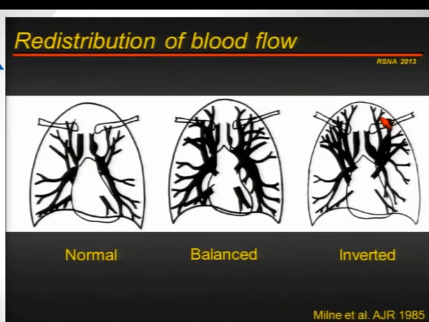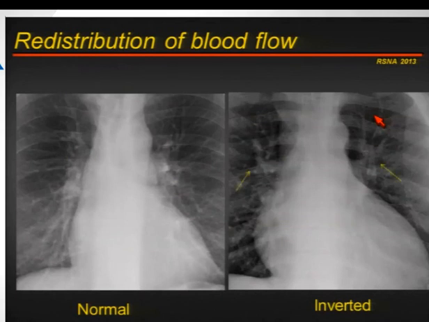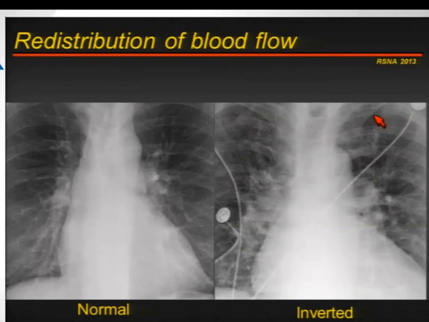Let's start with the redistribution of blood flow. Normal or balanced redistribution of blood flow is very difficult to determine, but inverted blood flow with the main part of the blood flow going to the upper zones of the lungs can be determined on regular radiographs, even when it's very subtle, like in this case, or more pronounced with substantial increase in the upper zone blood vessel diameter and surrounding interstitial changes.